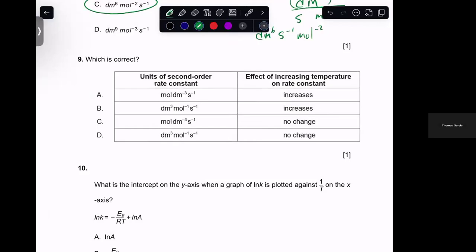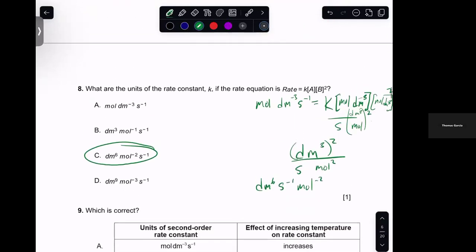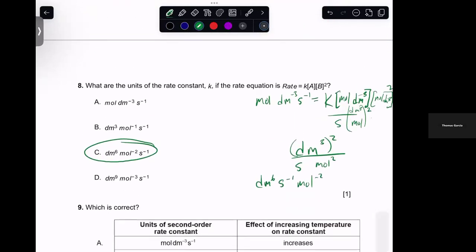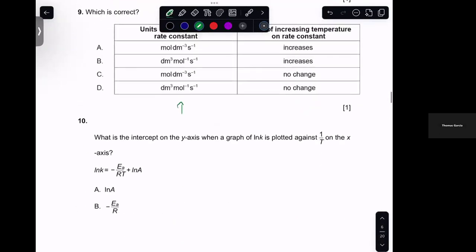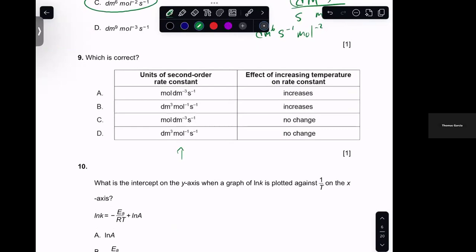Units of second order rate constant and effect of increasing temperature on rate constant. Well, we can figure out the units quite easily because up here was clearly a third order. So we just need one less set of mole and one less set of decimeters. So I know it's going to be decimeter cubed per mole per second.